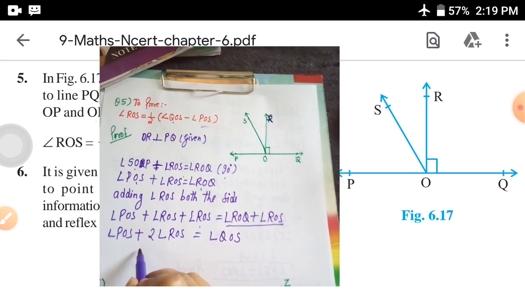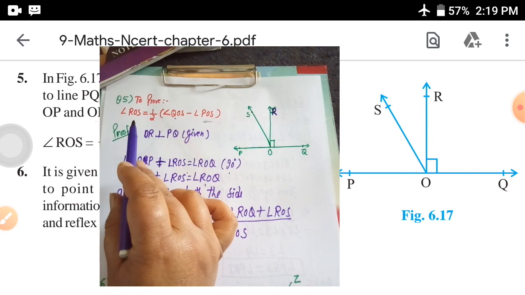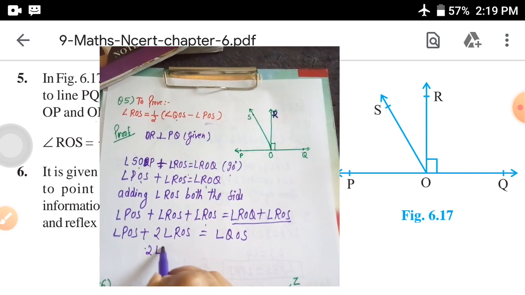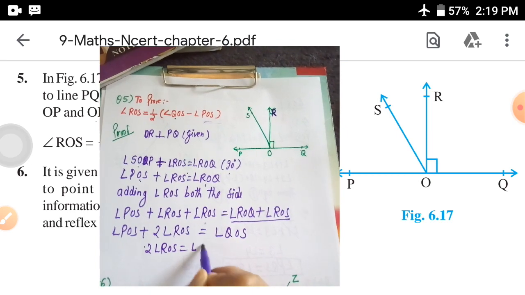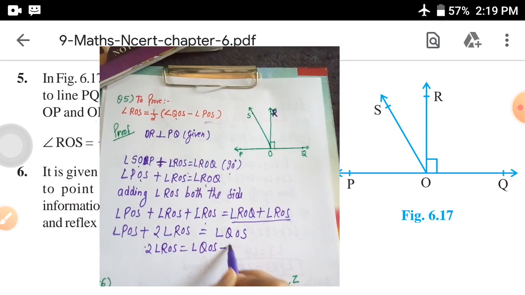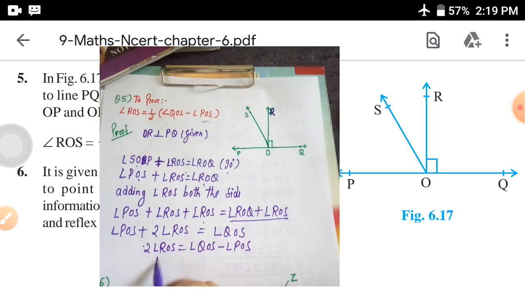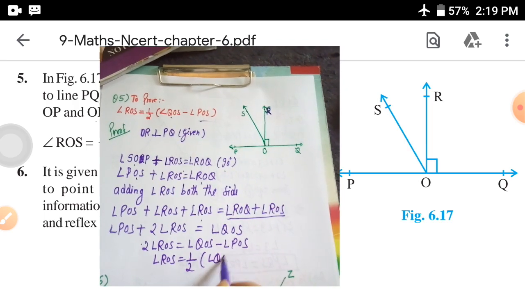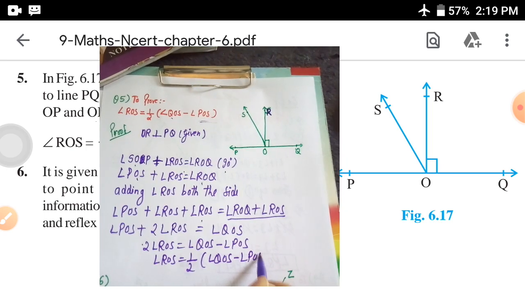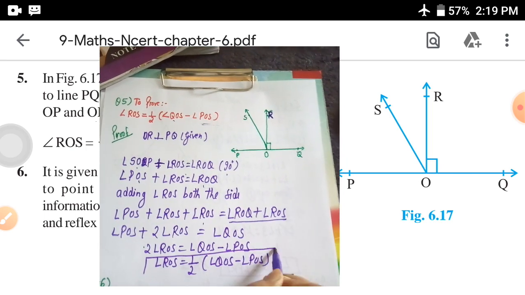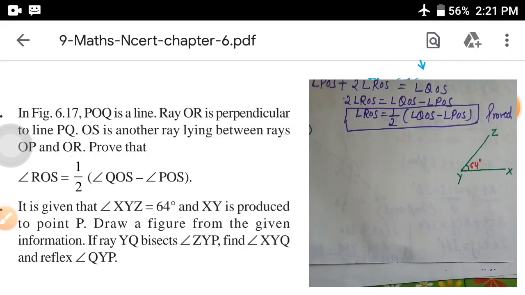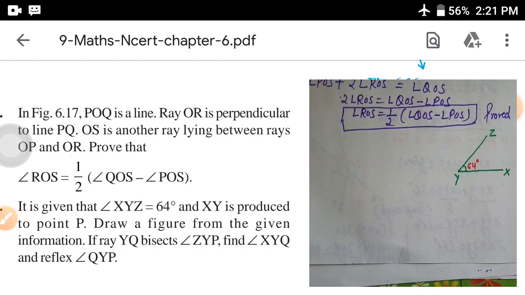So now we require, in the answer sheet you can see that we have only ROS on the left hand side, so we will put only ROS. Angle ROS equal to angle QOS minus angle POS. Now angle ROS equal to 1 upon 2 of angle QOS minus angle POS. Hence this question is proved. Now you can see the next question.